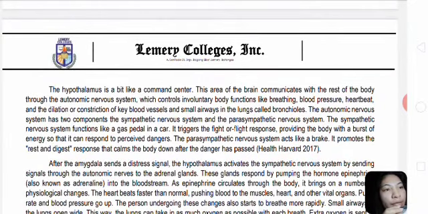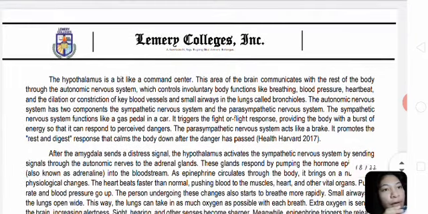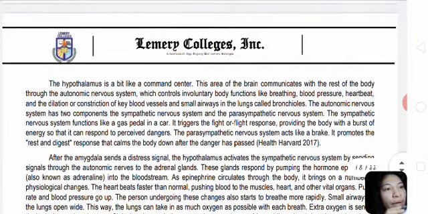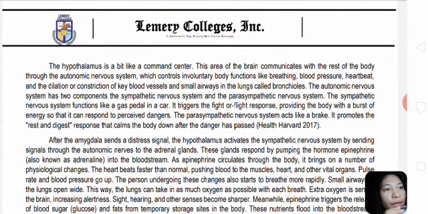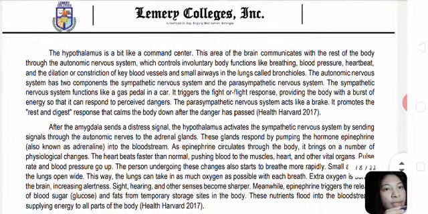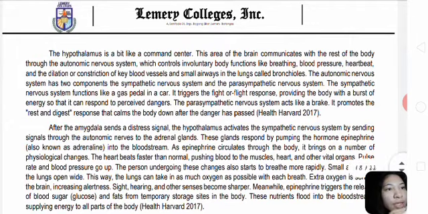The hypothalamus communicates with the rest of the body through the autonomic nervous system, which controls involuntary body functions like breathing, blood pressure, heartbeat, and the dilation or constriction of key blood vessels and small airways in the lungs called bronchioles. The autonomic nervous system has two components: the sympathetic nervous system and the parasympathetic nervous system.